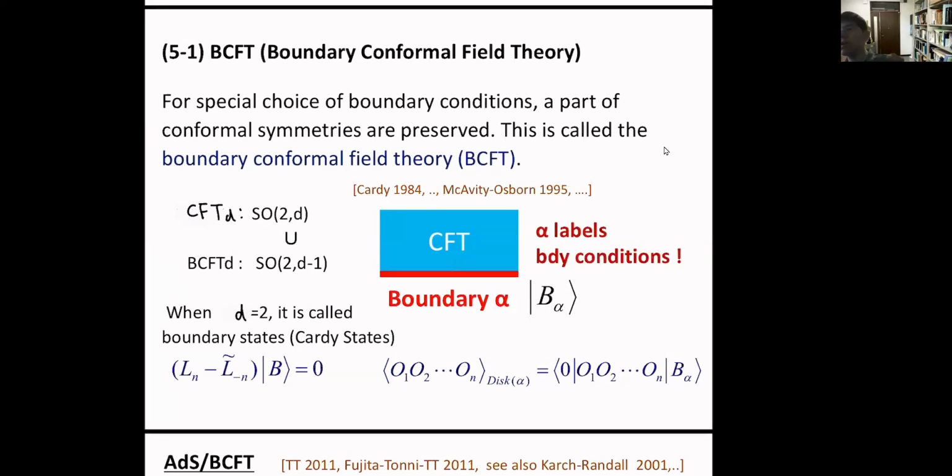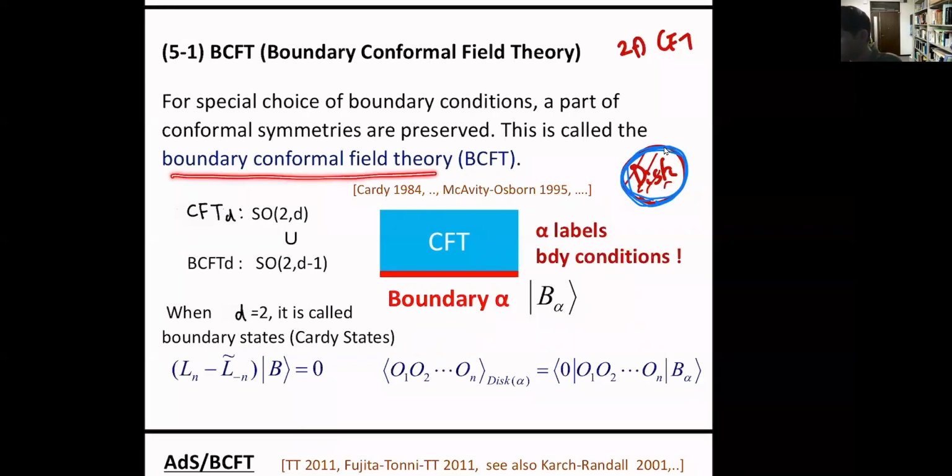I'm talking about a CFT defined on a manifold with boundary, like a disk. In 2D CFT, you can talk about a 2D CFT on a disk. Then obviously you have a boundary, right? So let's forget about the bulk; the CFT already itself has a boundary. In general you can choose any boundary condition, but there are some special nice boundary conditions, and by using those we can define boundary conformal field theory.